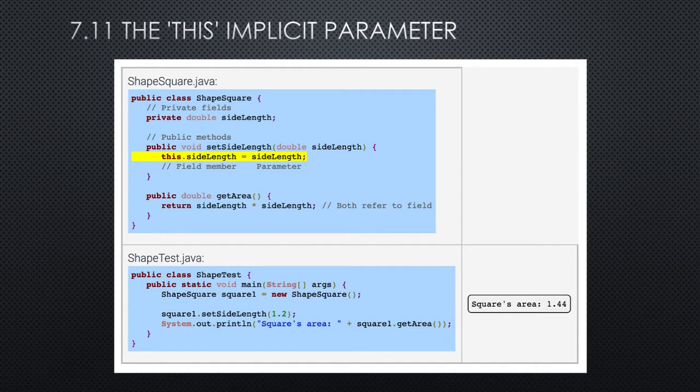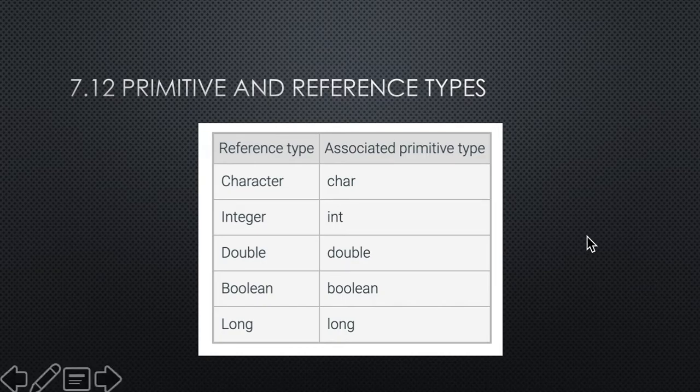Moving on, 7.12, here basically reference type. We used this before. Just to recap, primitive type variables: integer, character, double, long, boolean.